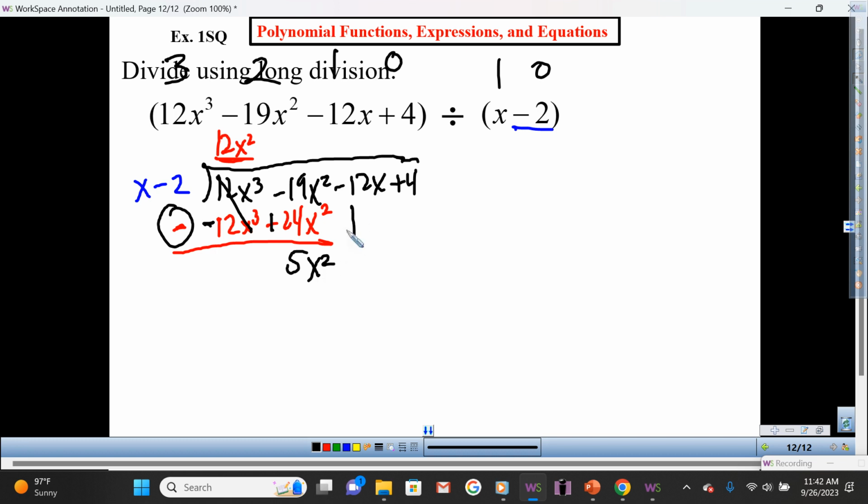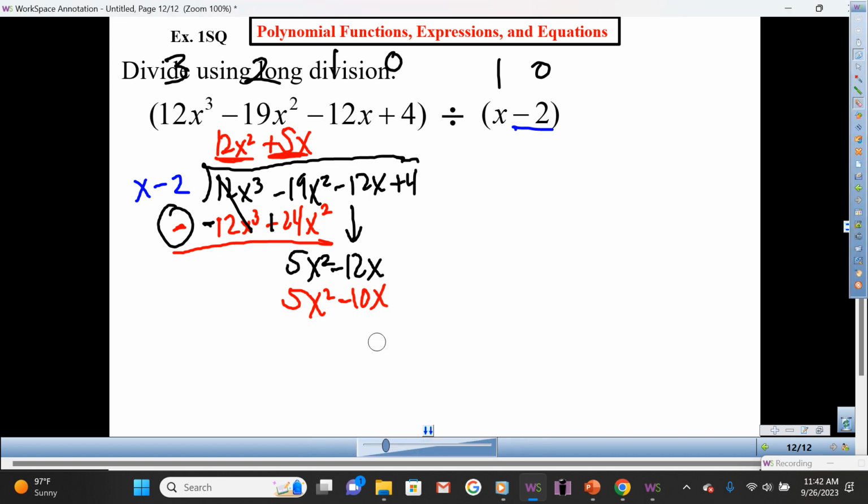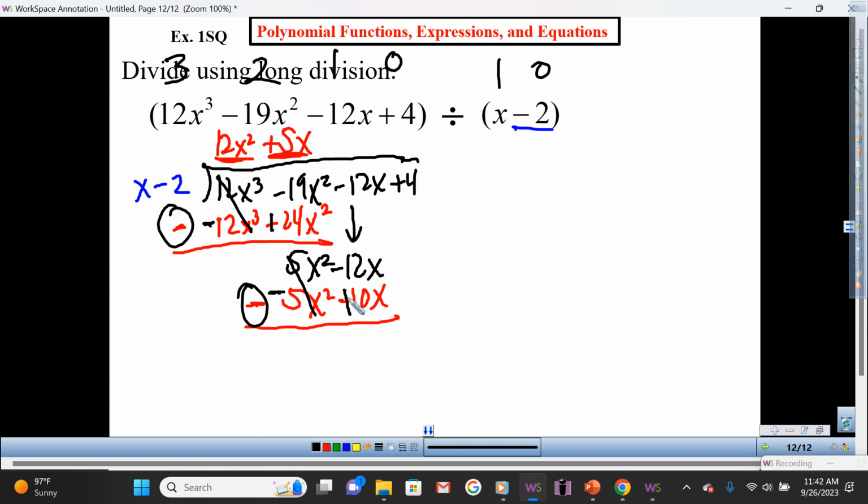Let's go. Bring the negative 12x down. And then I start all over. What number times x gives us 5x squared? That's positive 5x. So 5x times x is 5x squared. 5x times negative 2 is negative 10x. So we subtract. Once again, I circle the negative to remind me to distribute here and here. Therefore, this cancels. Negative 12x plus 10x is negative 2x. Bring down the last term, which is plus 4.